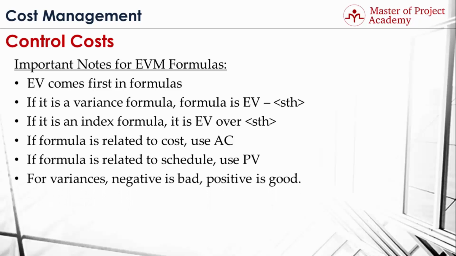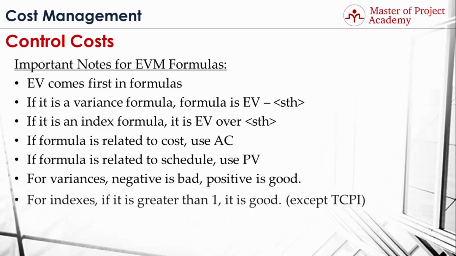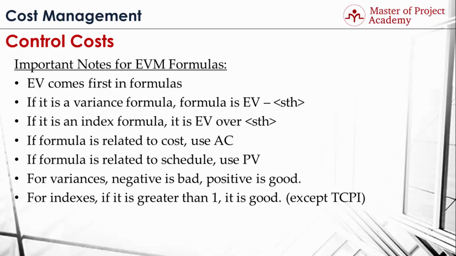If you are interpreting a variance formula result, negative variance is an indication of bad performance, and positive variance is an indication of good performance. If you are interpreting an index formula result, if it is greater than 1, it is an indication of good performance. This is valid except TCPI. For TCPI, results less than 1 are indication of good performance.